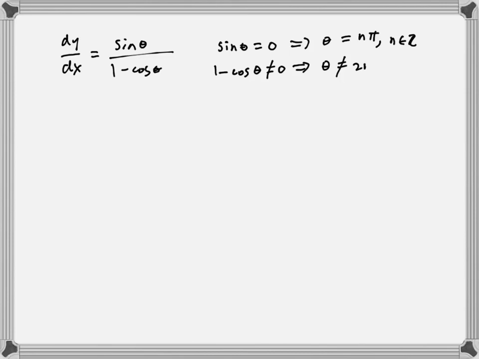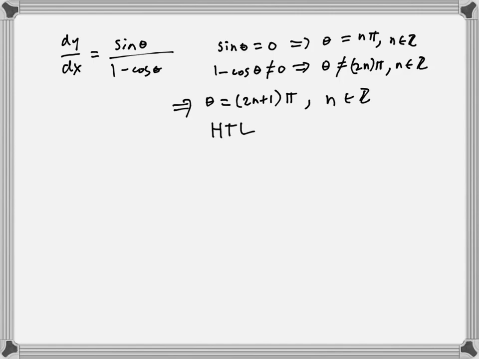Yeah, I guess that's good, actually. So in other words, we want theta to be a multiple of pi, but we don't want it to be an even multiple of pi. So this actually means that we want theta to be an odd multiple of pi. This is where we have a horizontal tangent line. Okay?